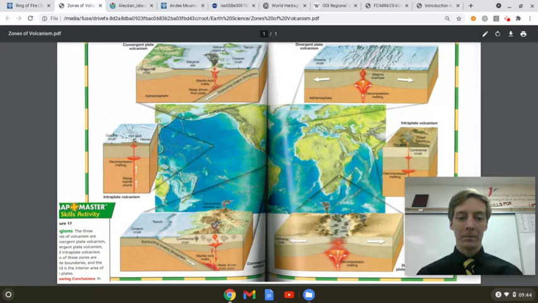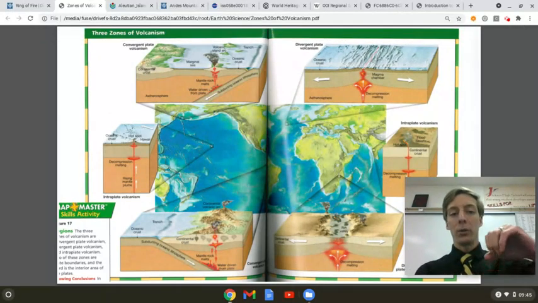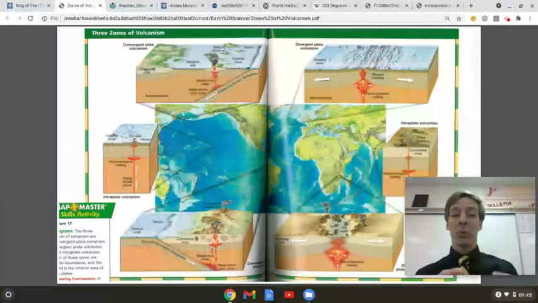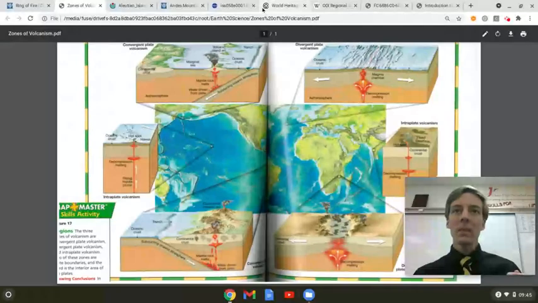Now, what if instead of ocean-ocean plate, one subducting into the other, what if it was continent-ocean? If you have a continental plate and an oceanic plate, the continental plate will always float or ride on top. The oceanic plate will always subduct and go under, because continental rock is less dense. Continental rock floats on ocean rock.